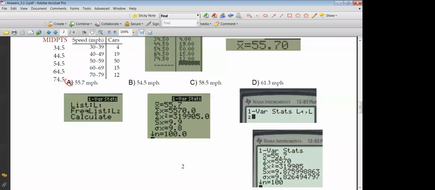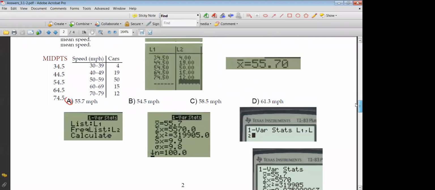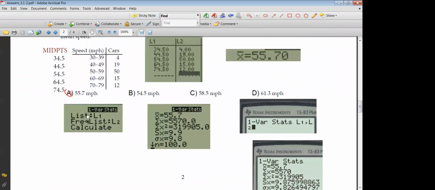If you have an 83 or you figured out that your 84 behaves like an 83, when you go to one variable stat, you've got 2 lists that you need to tell your calculator. Hey, my midpoints are in L1, and here's the 84 right here. I say, hey, my midpoints are in L1. My frequencies, this column here, is in L2. I hit calculate, and there's my X bar 55.7, my mean.